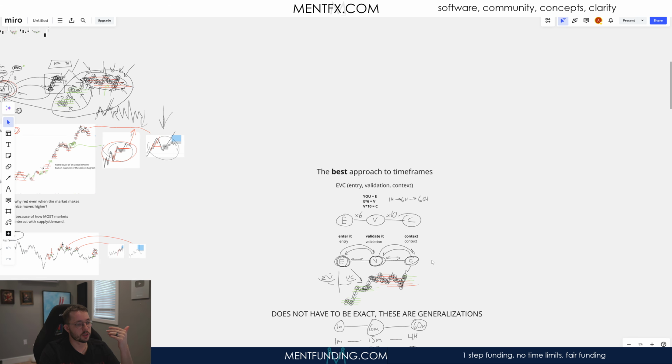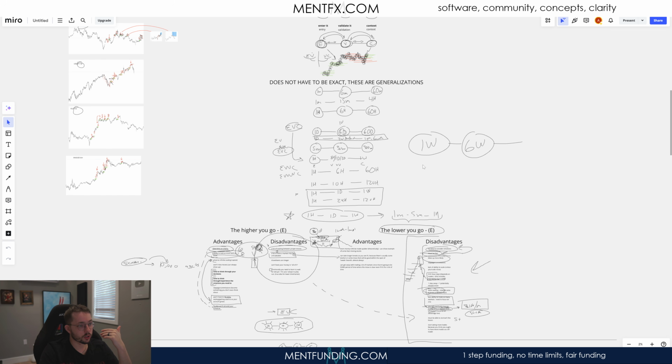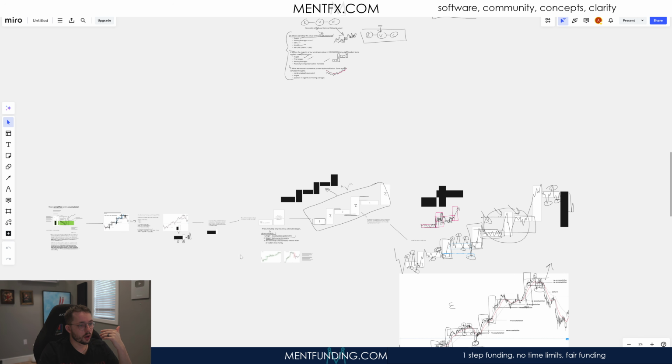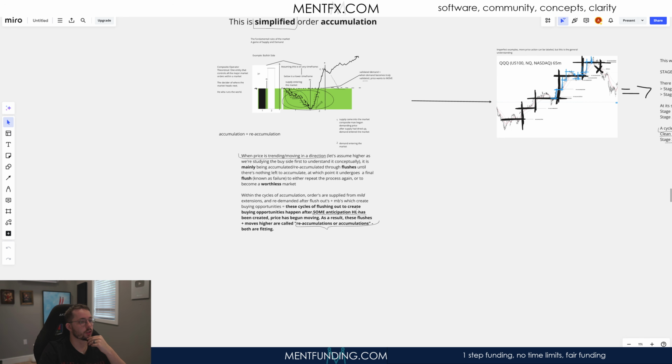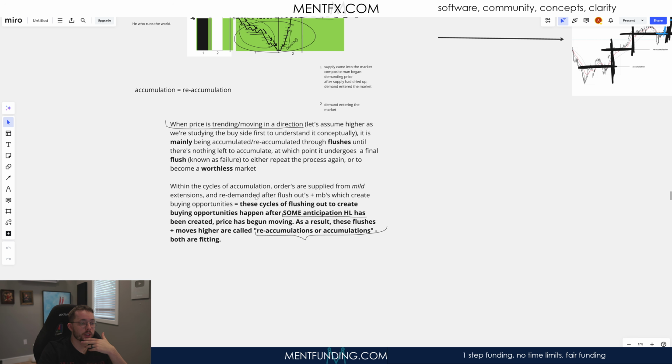This is the concept that I like to call a worthless market. Okay, so here we go. This is a concept that's very important, near and dear to me, and it's that if a move is not sustaining the moves that you're looking for, you simply don't have to touch it.